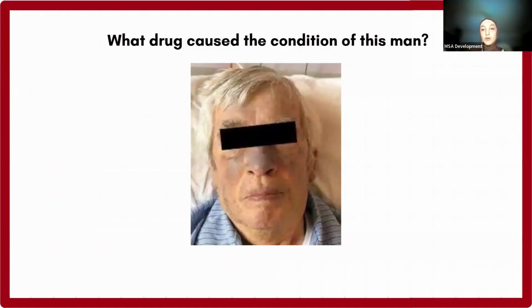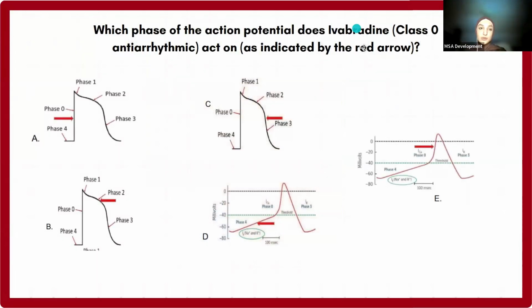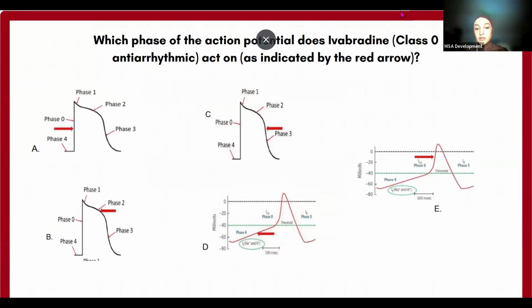What drug is associated with the condition of this man? Amiodarone. Next question: which phase of the cardiac action potential does ivabradine, a class 0 antiarrhythmic, act on, as indicated by the red arrow? We know that ivabradine acts on funny sodium channels. Where are these funny sodium channels? They're usually found in the SA node. So which one of them is an SA node graph? E and D. So we have that figured out.